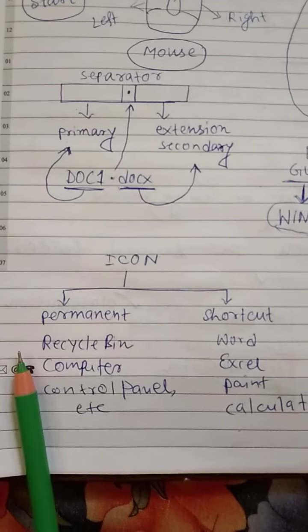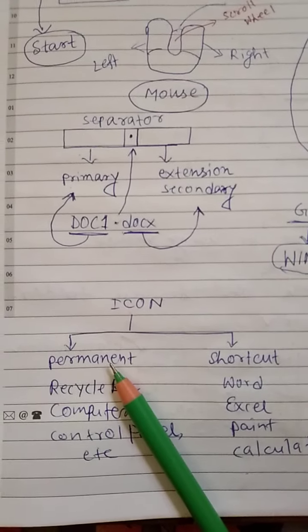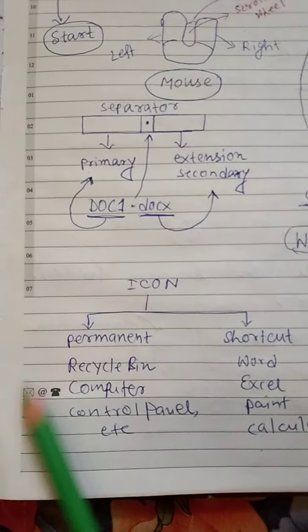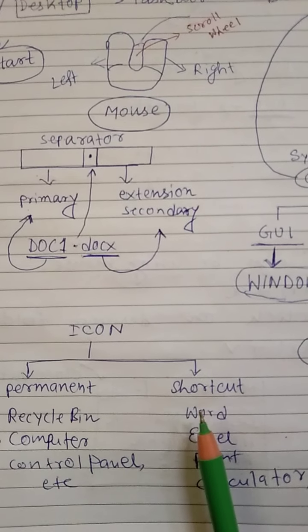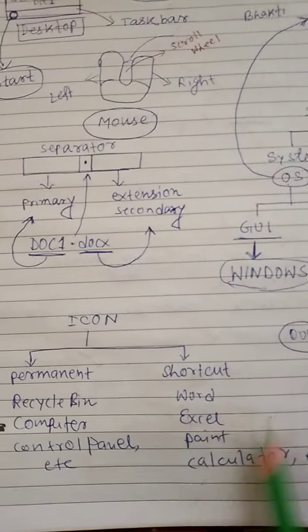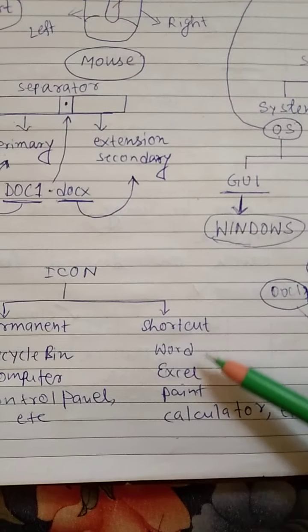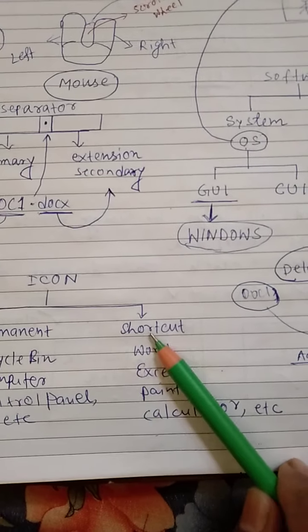Now pay attention here: how many icons are on the desktop? There are two types of icons, generally permanent icons and shortcut icons. What are the permanent icons? Recycle Bin, My Computer or simply Computer, Control Panel, etc. are called permanent icons. And what are the shortcut icons? Those icons that appear with an arrow mark on your computer screen are called shortcut icons. All the application software are basically shortcut icons on your computer system. Here Word, Excel, PowerPoint, Calculator, etc. are called shortcut icons.